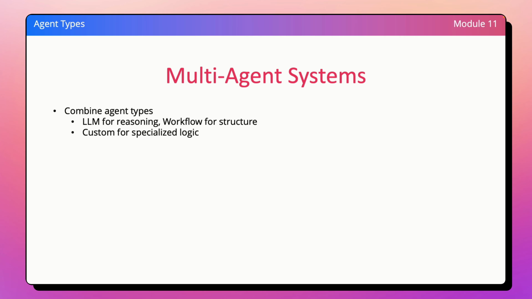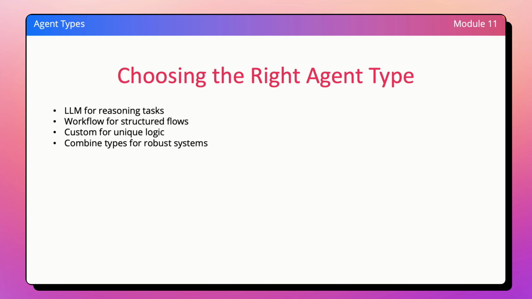Why do we need different types of agents? Well, ADK enables multi-agent systems where agents of different types can collaborate. For example, an LLM agent might act as a planner, delegating steps to workflow or custom agents. This lets you mix reasoning, structure, and highly customized logic, creating robust, scalable solutions.